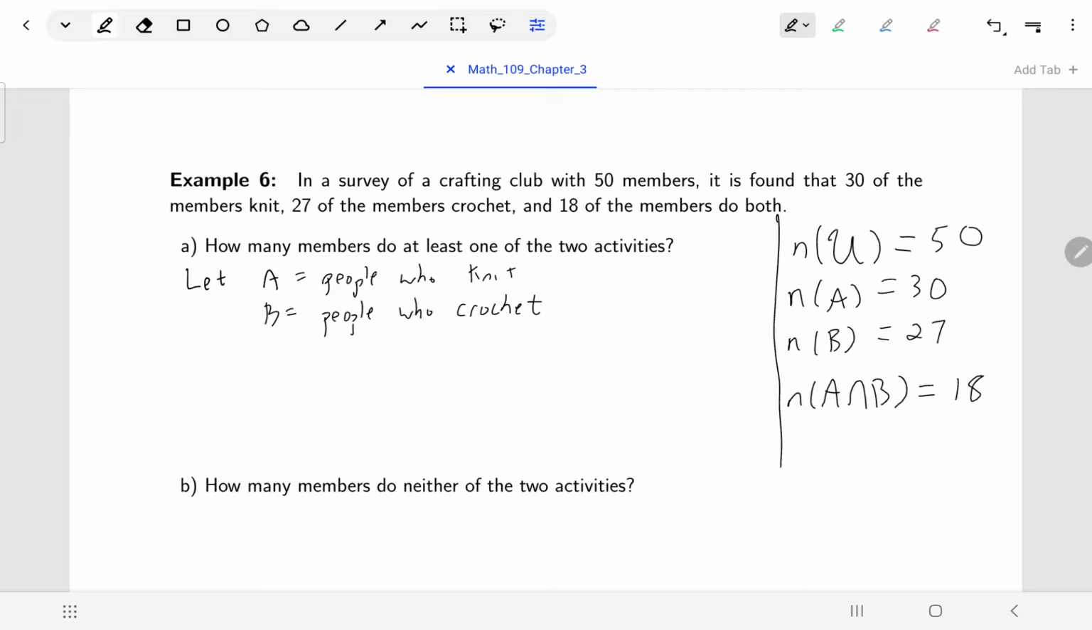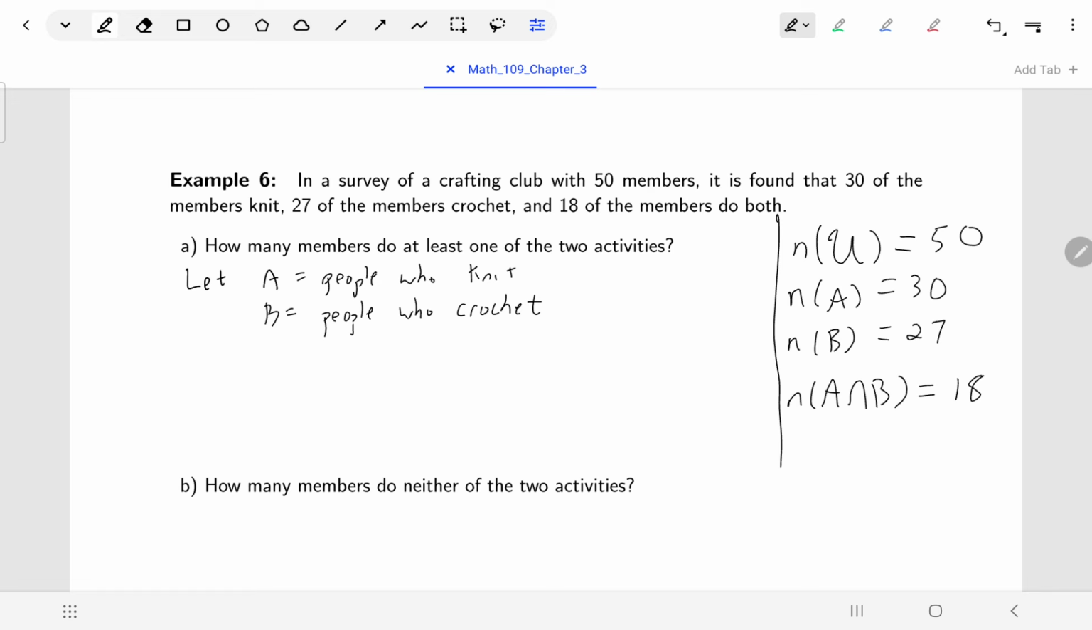So there's 18 in the overlap. What that means for us is, yes, there are 30 people who knit, but of those 30 people, 18 are people who also crochet. And yes, there's 27 people who crochet, but of those 27 people, 18 of them also knit.